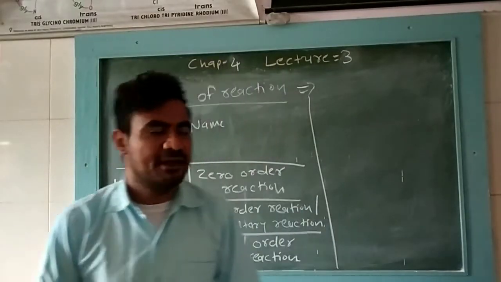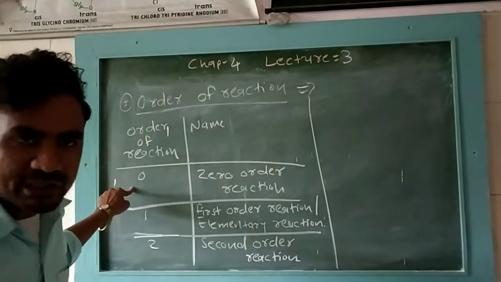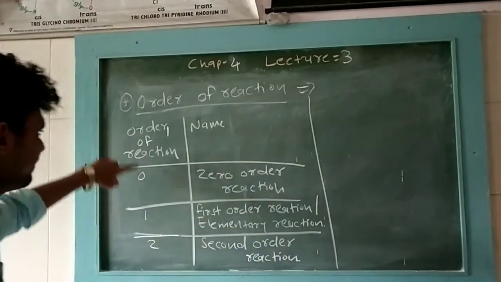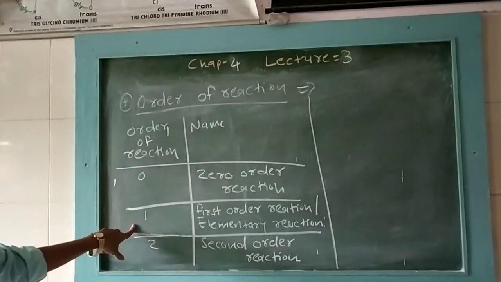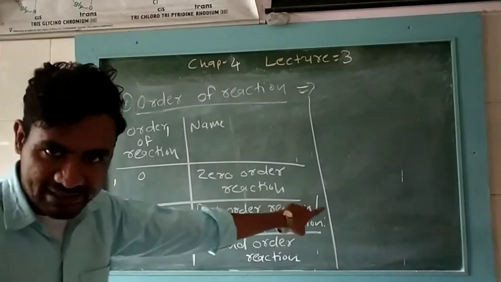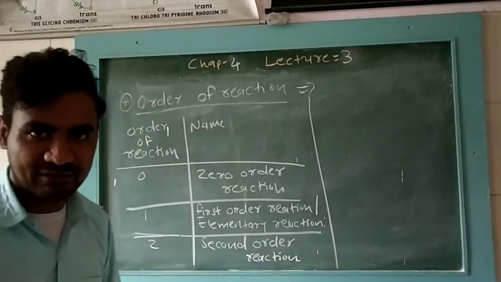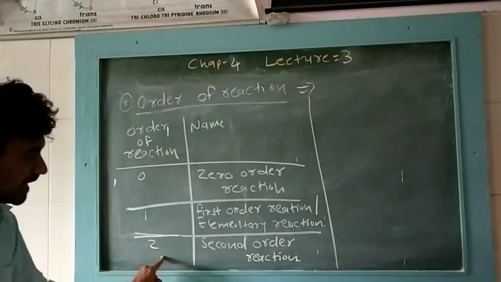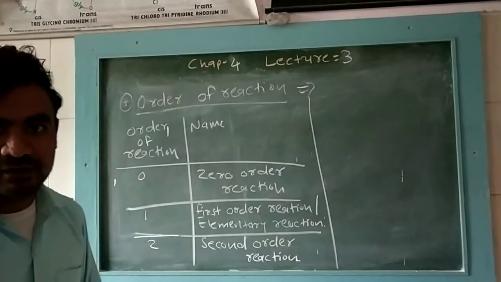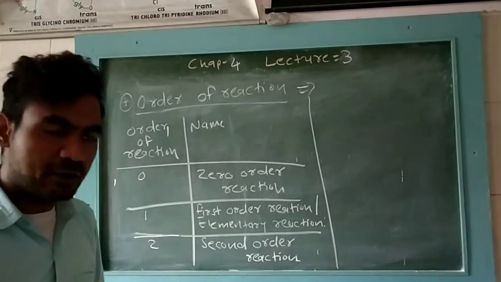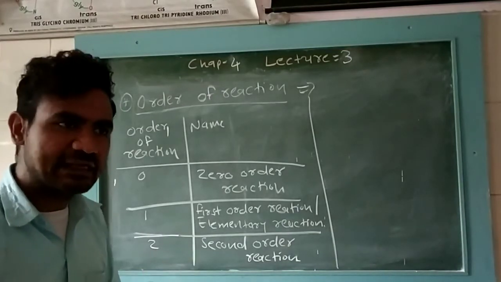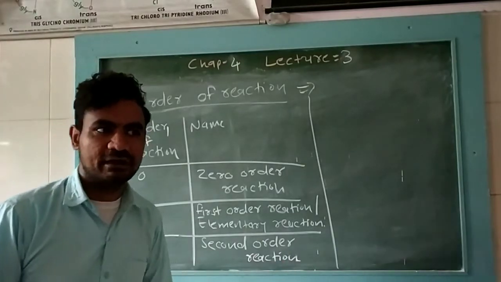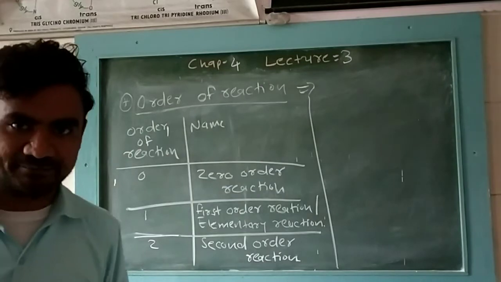Now, if the order of reaction is equal to 0, then the reaction is called a zero order reaction. If the order of reaction is equal to 1, the reaction is called a first order reaction or elementary reaction, like the definition. If the order of reaction is equal to 2, the reaction is called a second order reaction. If the order of reaction is equal to 3, the reaction is called a third order reaction. Like that, and so on, the name is given to the reaction.